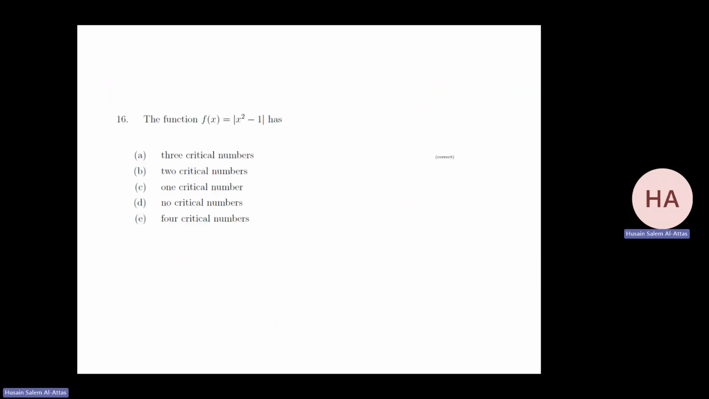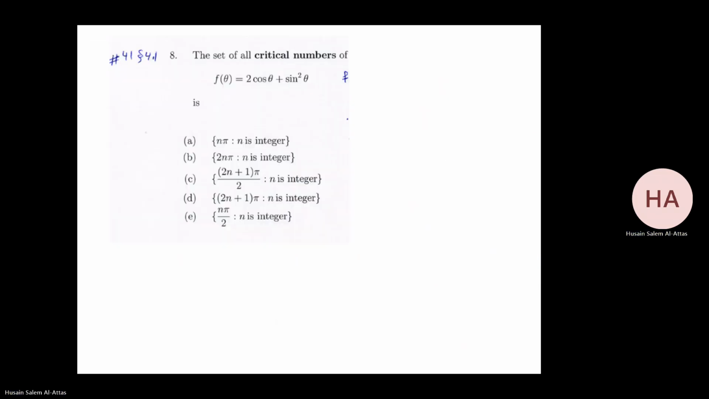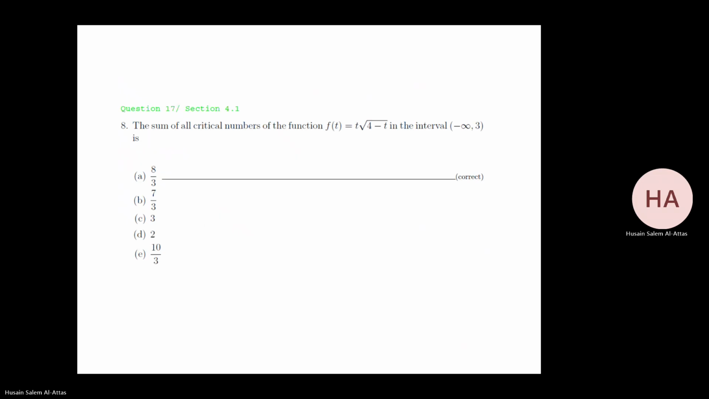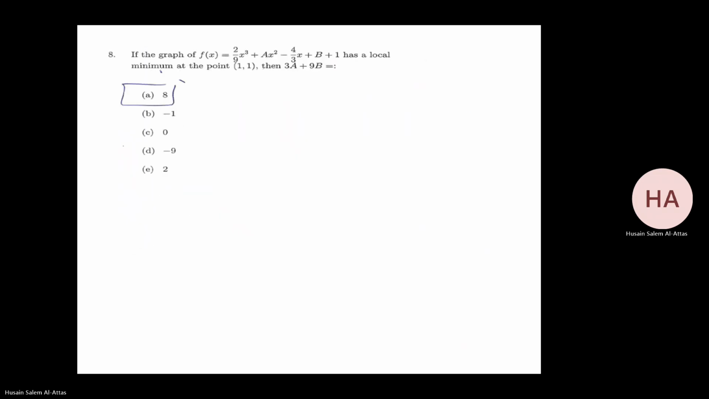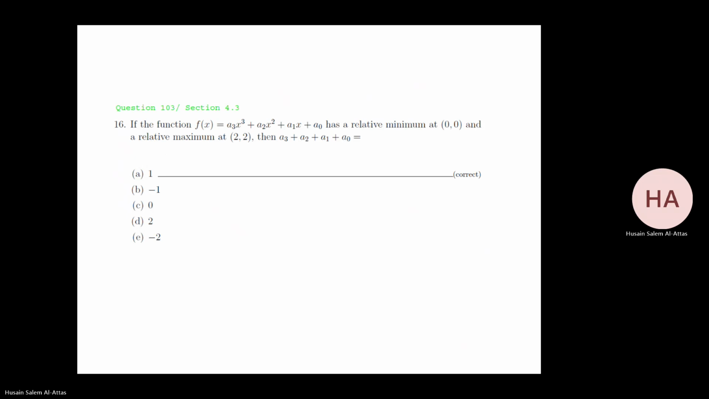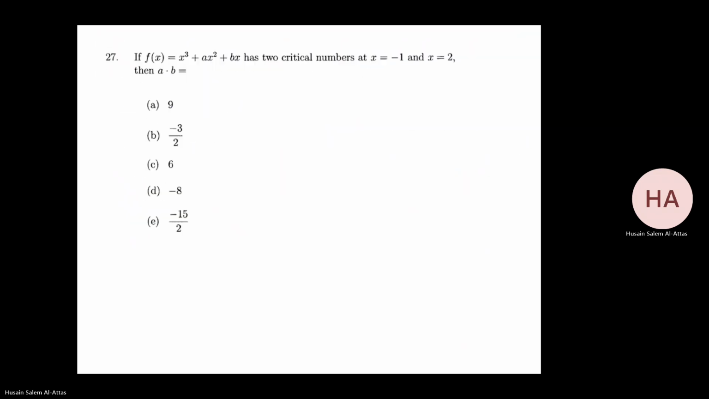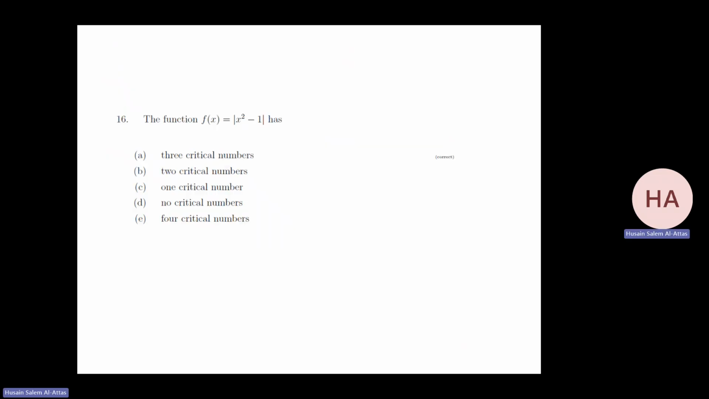Okay, let me do this one, then I will stop. Absolute value of x squared minus 1. We have critical numbers. How to graph such a function? Yeah, we can graph it easily.